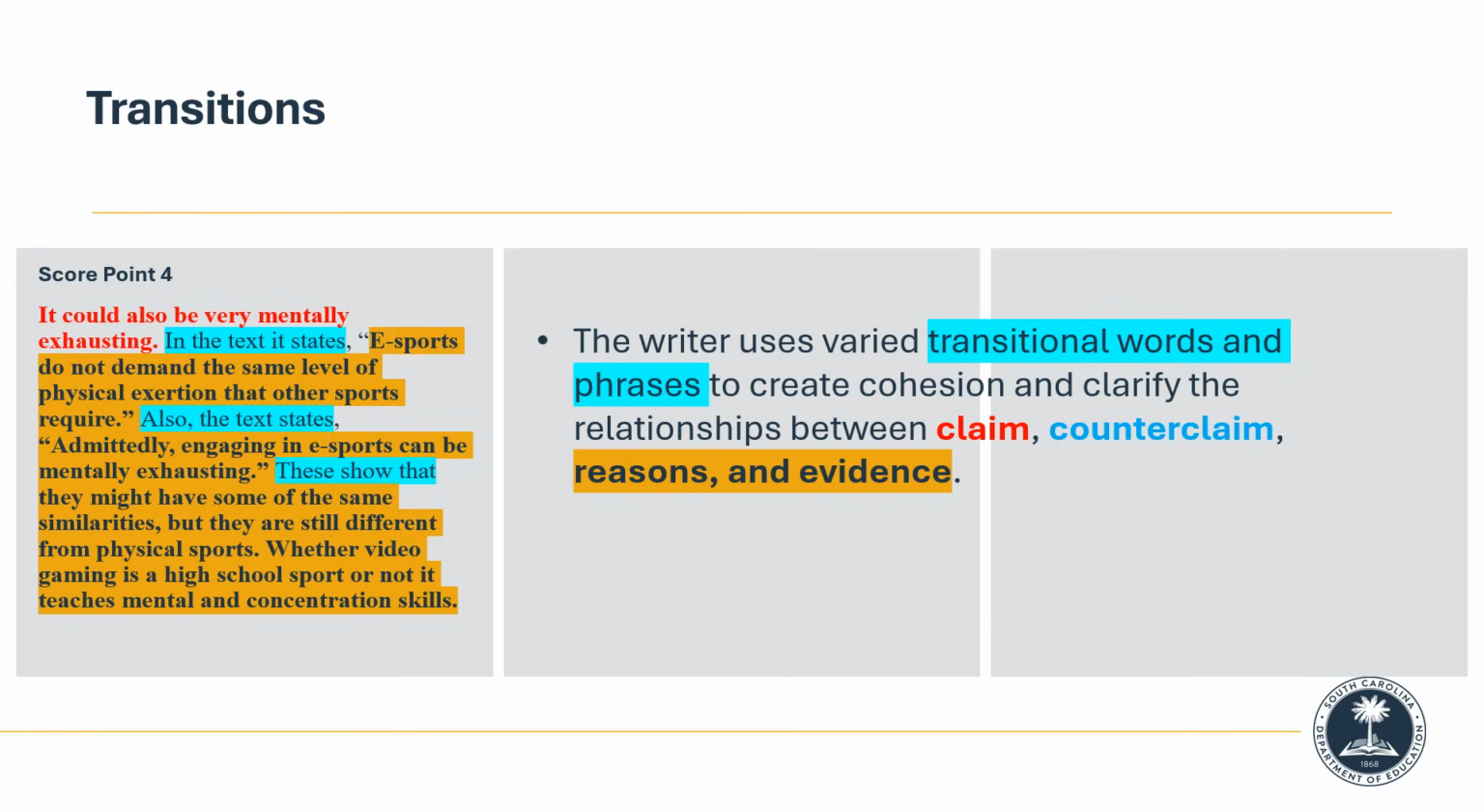The student writer of Score Point 4 uses a formulaic approach. He or she begins with "the text states," followed by a direct quote, and then a sentence explaining why the cited evidence is important. By doing this, the student focuses less on persuading the audience of his or her position and more on explaining what the text might be saying.